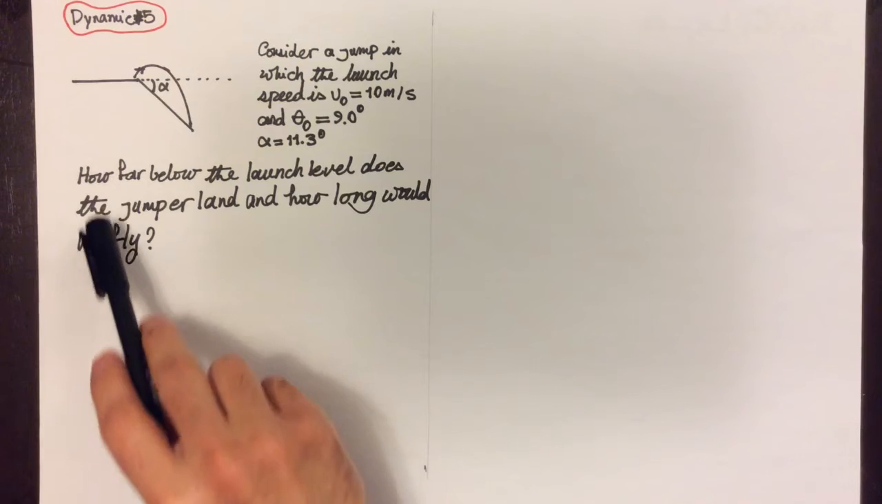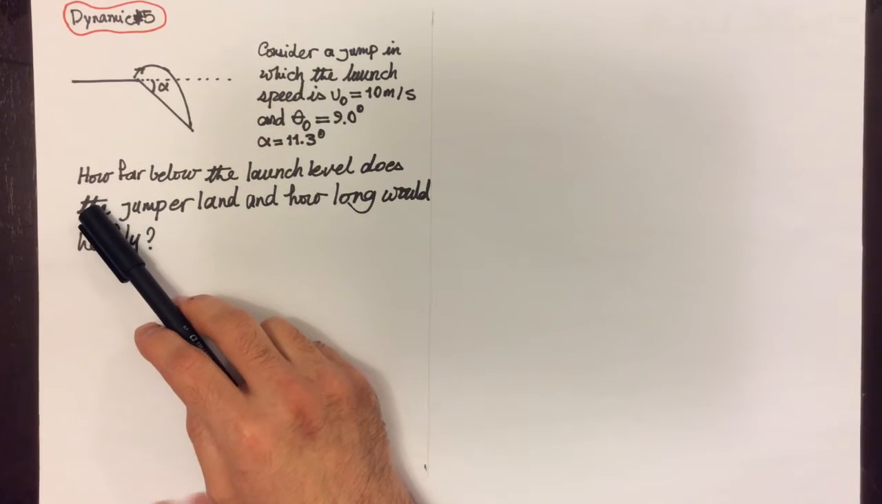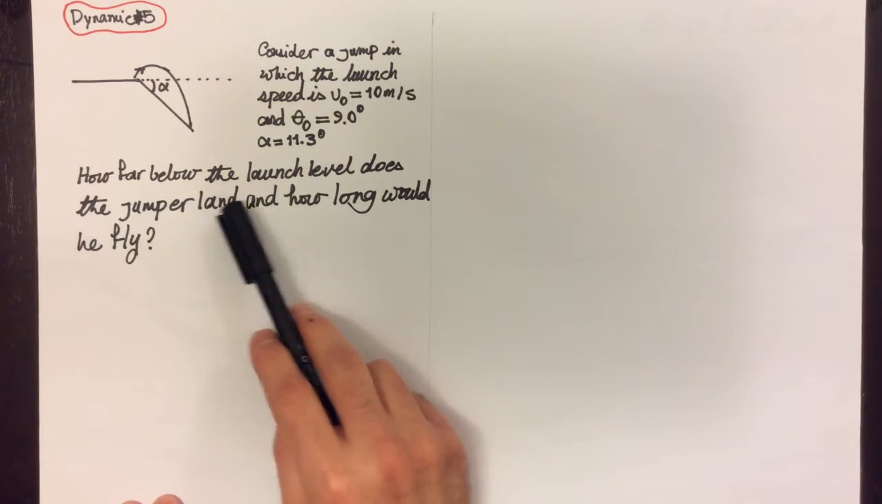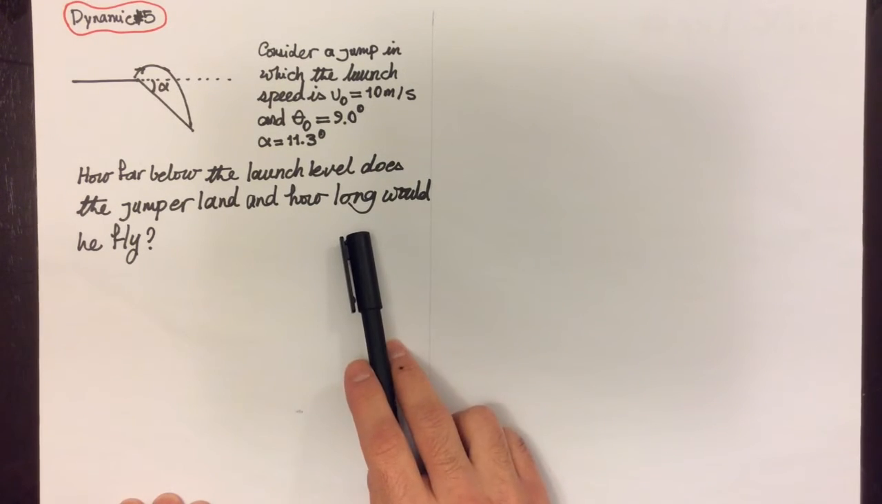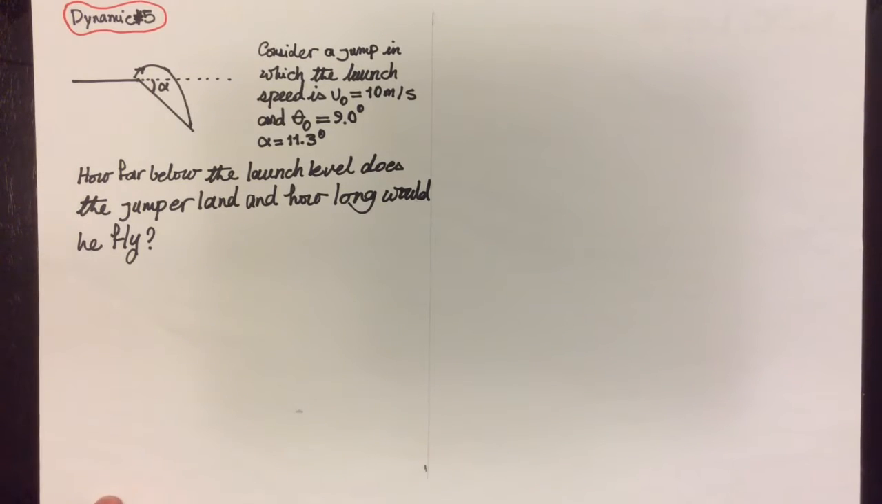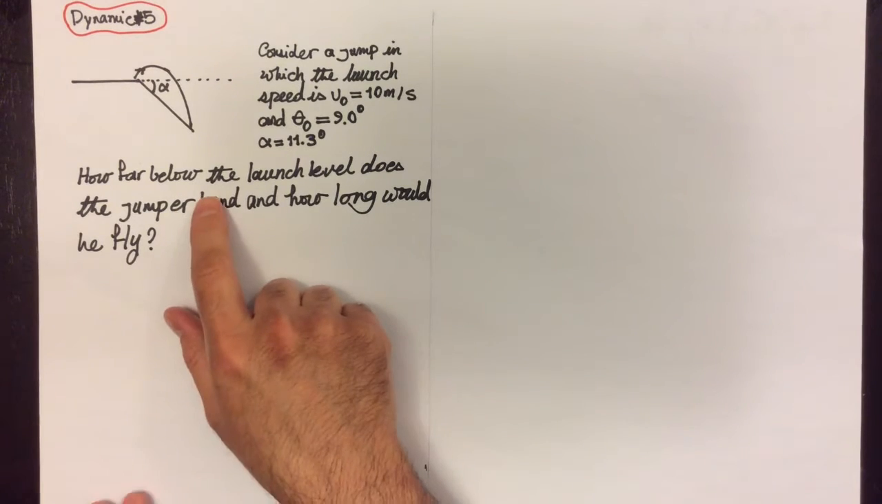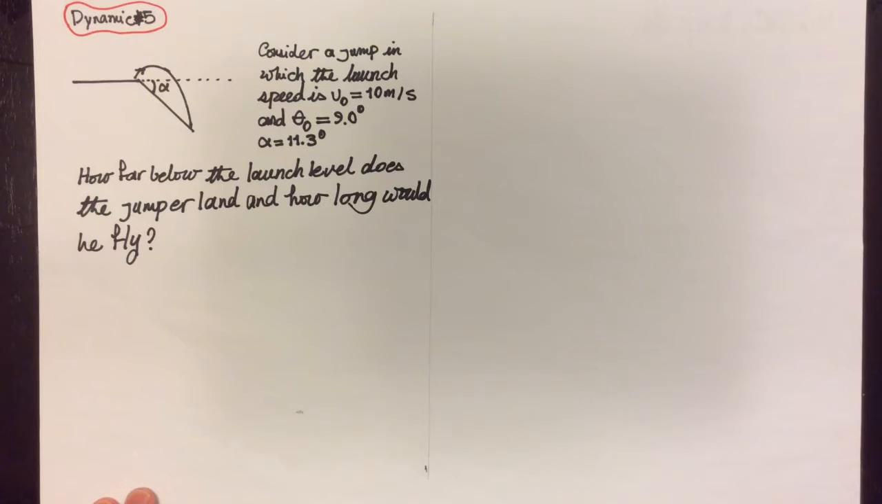The problem asks us how far below the launch level the jumper lands, and how long he would fly. All right. The first step in every dynamics problem, every mechanics problem, is to analyze the problem. What is it that the problem is asking us? It is asking us how far below the launch level does the jumper land?